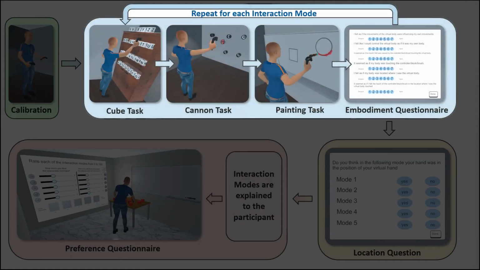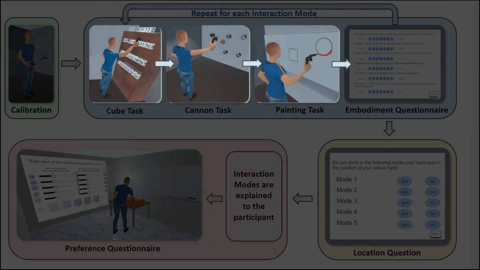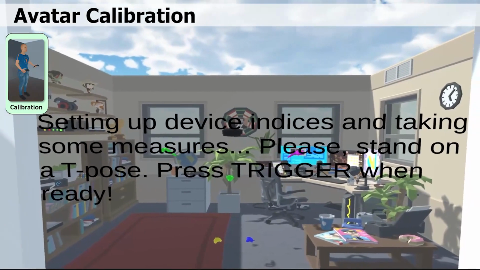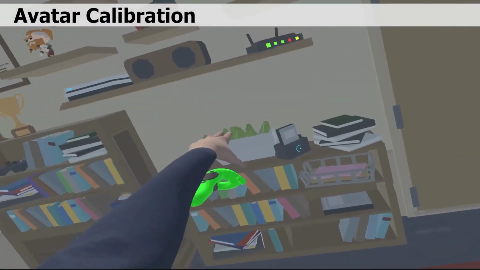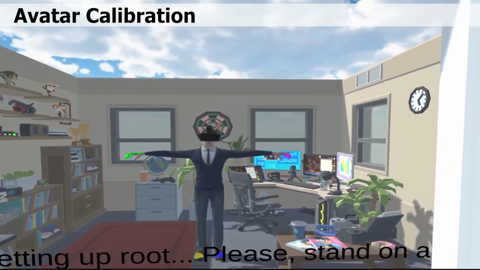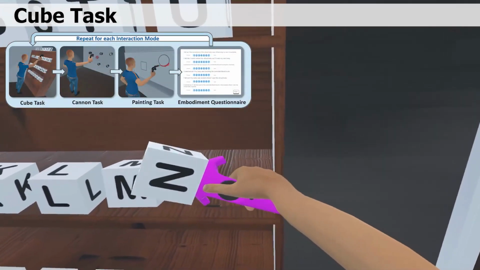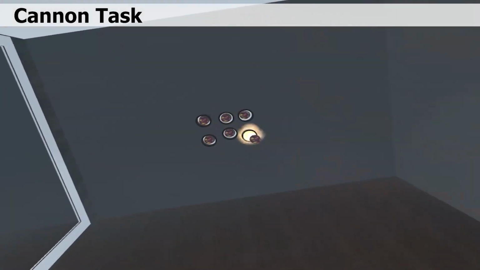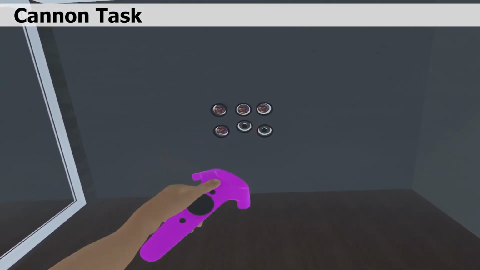Our user study involved multiple stages to evaluate the interaction modes based on embodiment, preference, and performance. It began with avatar calibration to ensure an accurate representation of the participant in the virtual world. Then, for each interaction mode, participants engaged in 3 tasks: the cube task, the cannon task, and the painting task. These tasks were specifically designed to test different aspects of the interaction modes.